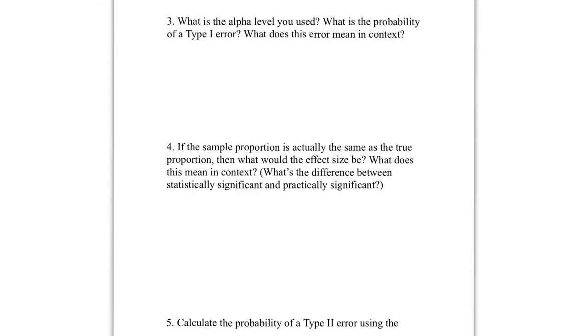Okay, so the next question says, what alpha level did you use? Well, what is the probability of a type 1 error? Well, they're the same. Alpha equals 0.05. We know that if we use alpha as 0.05 and the null hypothesis is true, then there is a 5% chance, let's say it's a less than test.